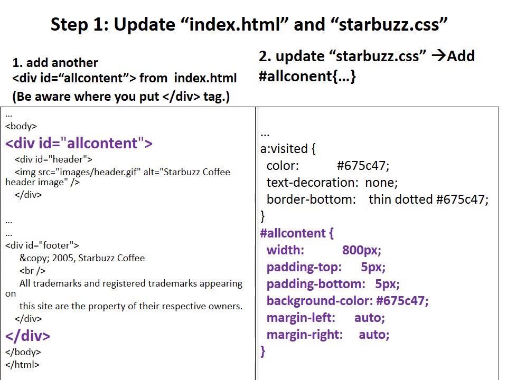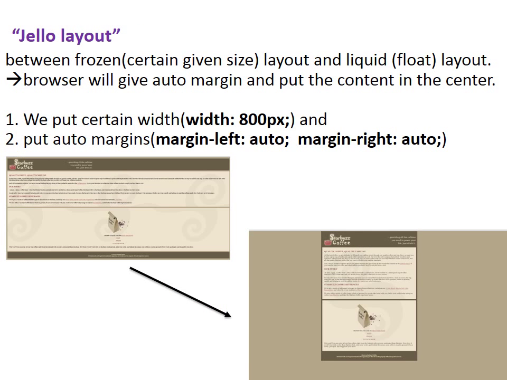Look carefully on margin left auto and margin right auto. If you use auto layout for right and left margin, we call it as rigged or float layout. In your practice, you will use Jello layout. It is a mix of frozen certain given size layout and rigged float layout. You put certain width and put auto margins. Then the browser will give auto margin and put the content in the center.